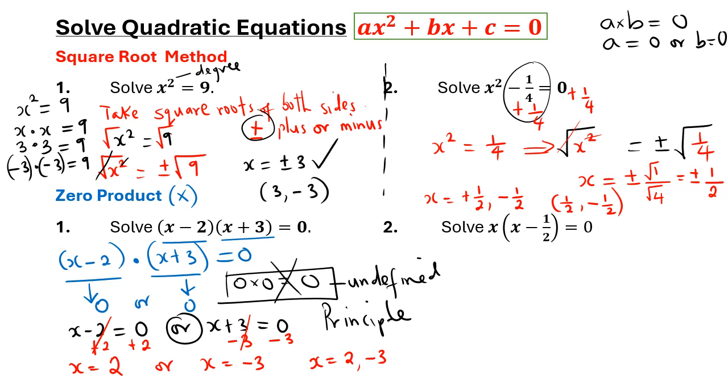And you can actually write the negative part first. So it doesn't really matter which one you write first. So we can write the solution set as 2 comma negative 3.